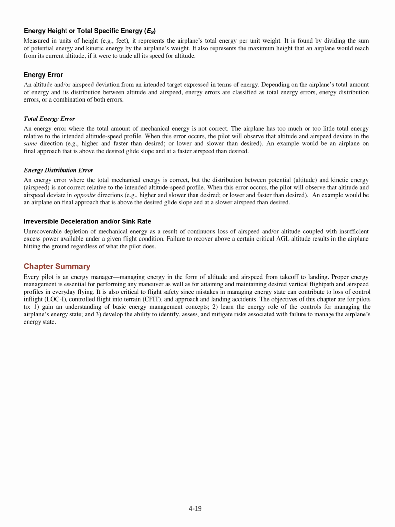An example would be an airplane on final approach that is above the desired glide slope and at a faster airspeed than desired. Energy distribution error: an energy error where the total mechanical energy is correct, but the distribution between potential, altitude, and kinetic energy, airspeed, is not correct relative to the intended altitude-speed profile. When this error occurs, the pilot will observe that altitude and airspeed deviate in opposite directions, for example, higher and slower than desired, or lower and faster than desired. An example would be an airplane on final approach that is above the desired glide slope and at a slower airspeed than desired.